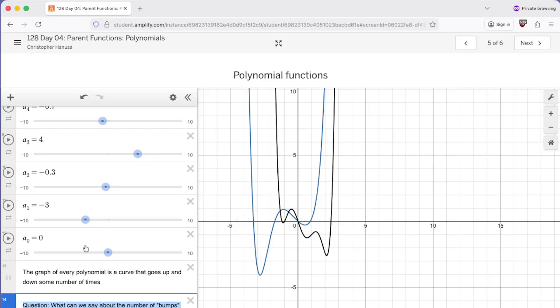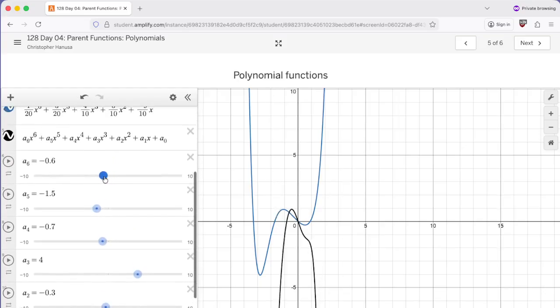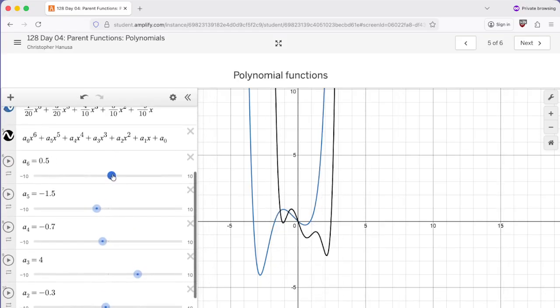Why don't you explore that a little bit? What happens as I change these numbers? How many bumps does it have? What would we call a bump? I mean, there's a lot of different questions we could ask here about these bumps.